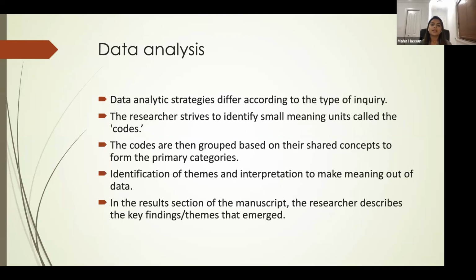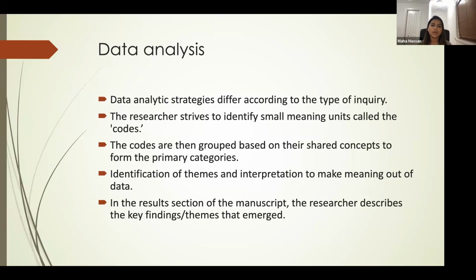Now the data analysis. Data analysis is different here. This is not like your quantitative research. Quantitative research is where you have all the metrics in front of you, your beautiful spreadsheets, and you have to analyze. This is different. You have all the qualitative data in front of you. You did all the interviews. You have all those words in front of you. Now what do you do?